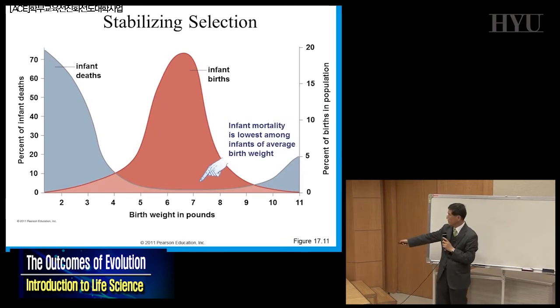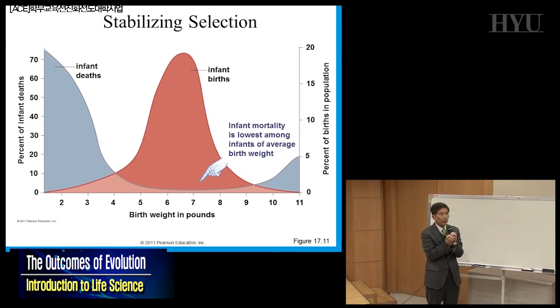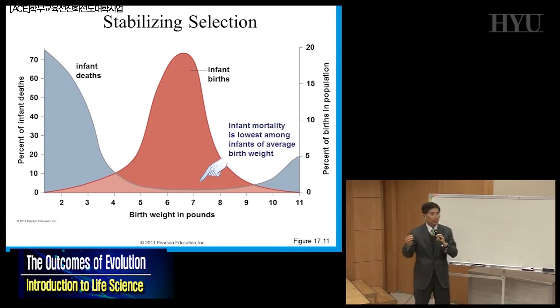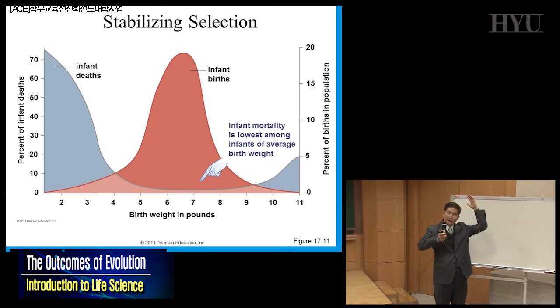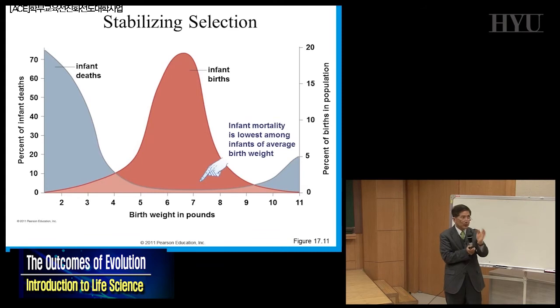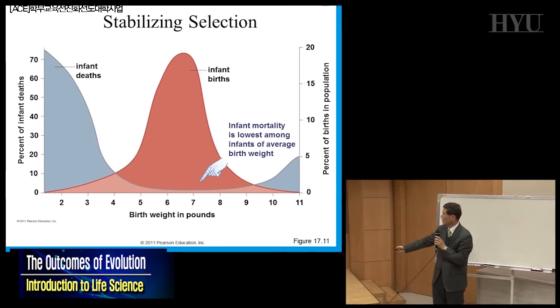The other graph is infant death rate. Born, but they don't survive. The graph goes like this. In other words, if the baby is too small, they don't survive. If they're too big, it's not good either, because they cannot come out from the mother. If you have too big a head, it's very difficult. For example, my first son, my wife had labor for 24 hours or something like that. It's very difficult. So what happens is it's stabilizing. It selects a medium-sized baby as the highest in terms of infant survivability.